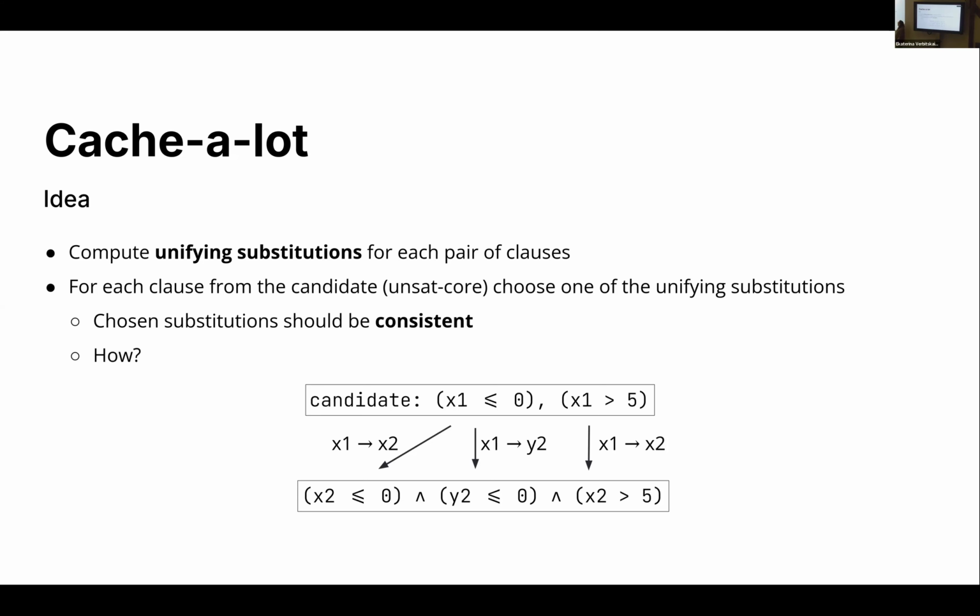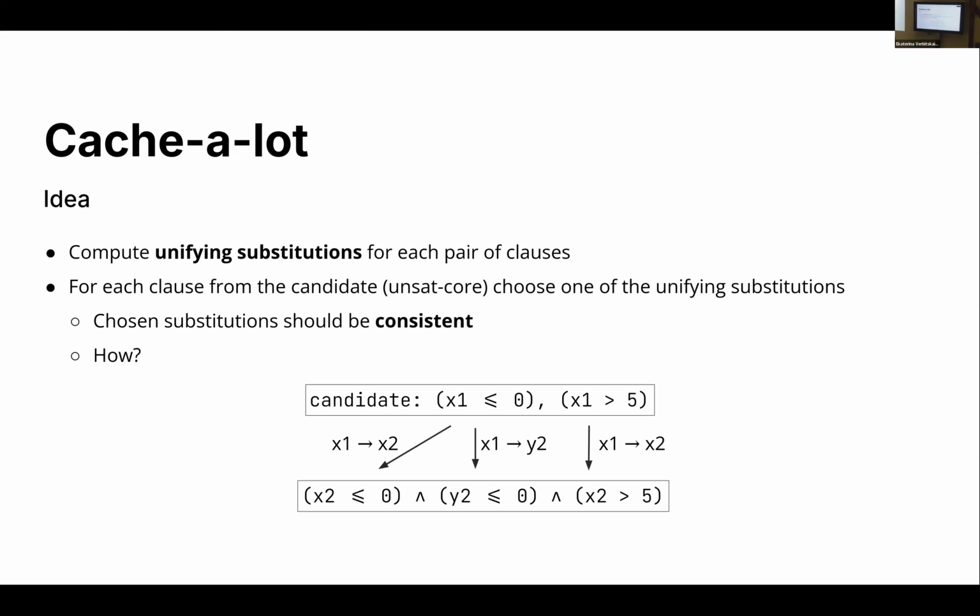For each clause from the candidate, after applying the resulting substitution, it should be present in the final formula. So each clause in the candidate should have one substitution. We should choose one unifying substitution for each, and these chosen substitutions should be consistent. What does it mean? It means that we cannot take this substitution and this one simultaneously, because x1 cannot be mapped to two different variables at the same time. But we can choose this one and the last one. And they are consistent, which means they are not in contradiction with each other.